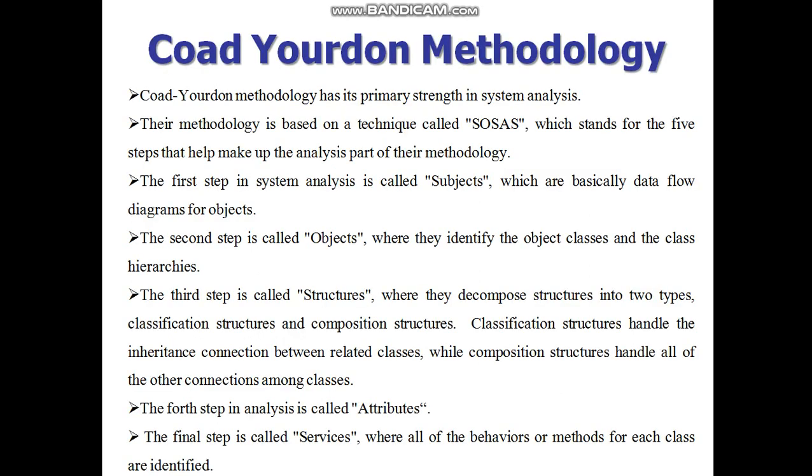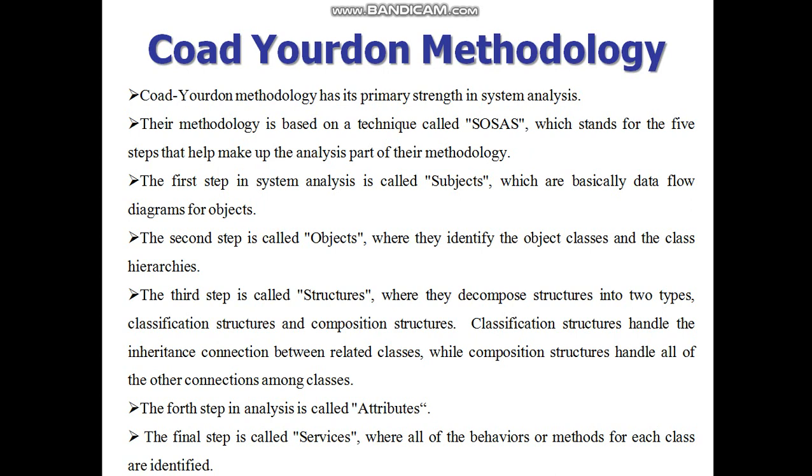Next is the Coad-Yourdon theory. This theory basically depends upon SOSAS, which stands for the 5 steps that make the analysis part of their methodology. First step is subject, which are basically data flow diagrams for the objects. Second step is object, where they identify the object classes and class hierarchy. Third step is structure, where the structure is decomposed into two types: classification structure and composition structure. Classification structure handles the inheritance connection between related classes, and composition structure handles all the connections among the classes.